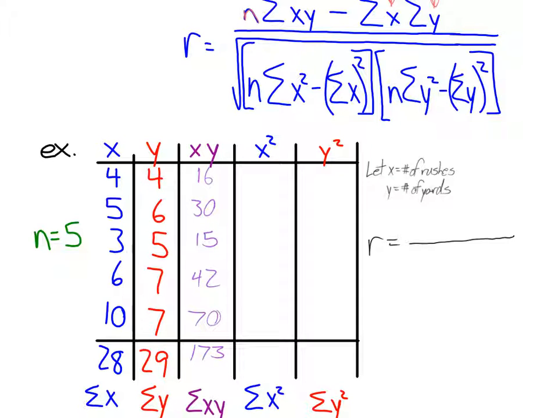I'm going to have 5 times 173, like Kate said, minus the sum of the x's, 28, times the sum of the y's, 29. So that's not too bad yet, right? So what does our numerator end up giving us? We haven't done the denominator yet, but we'll get there. What's our numerator?